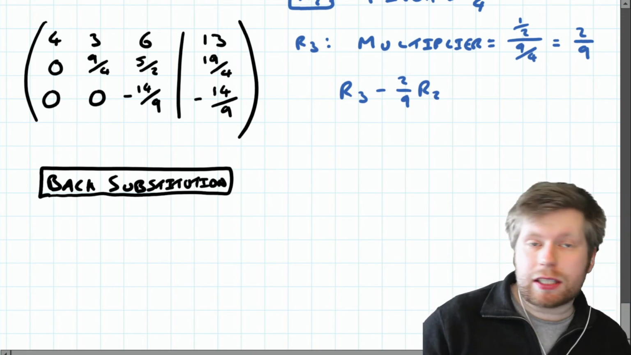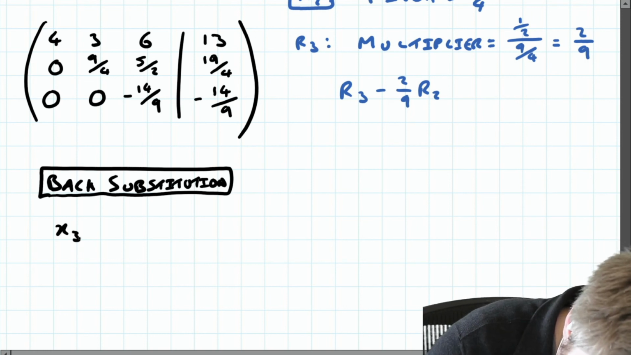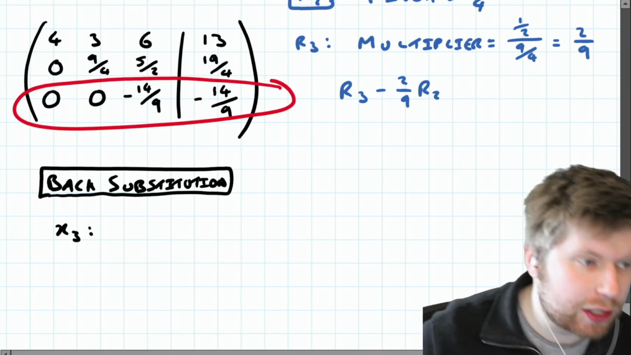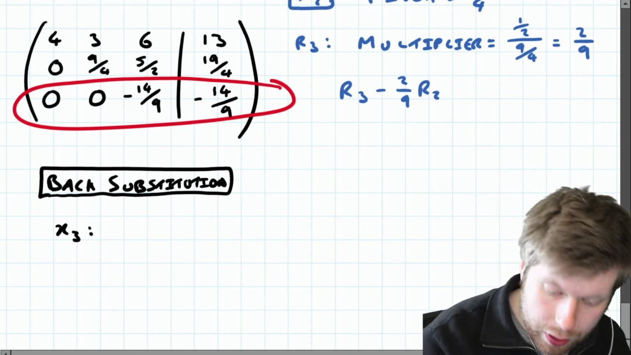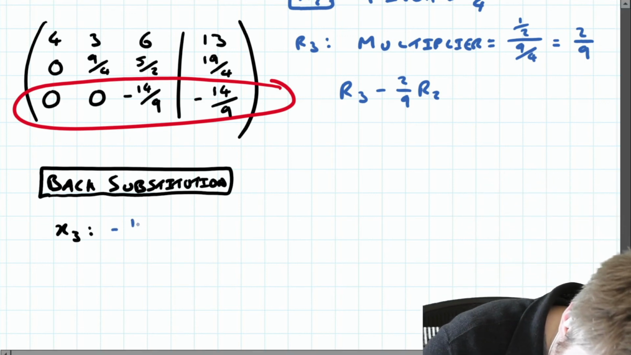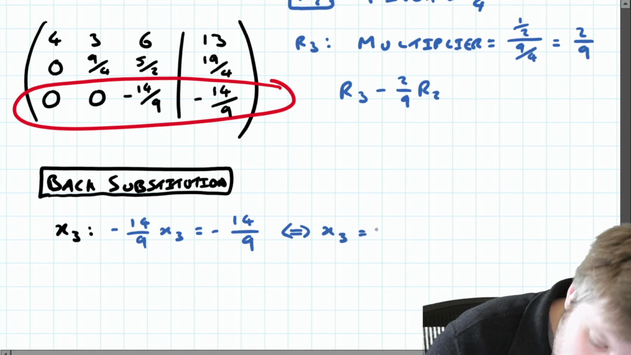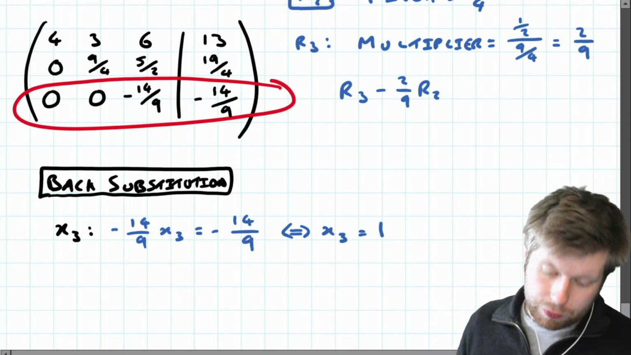So now I can do my back substitution. Remember, I start with x3. I can just read off from the third row, because the x1 and x2 coefficients are 0, that I have -14 over 9 lots of x3 should be equal to -14 over 9. Well, fairly obviously, x3 has got to be equal to 1. That's good, because that's exactly the same as what I got before.